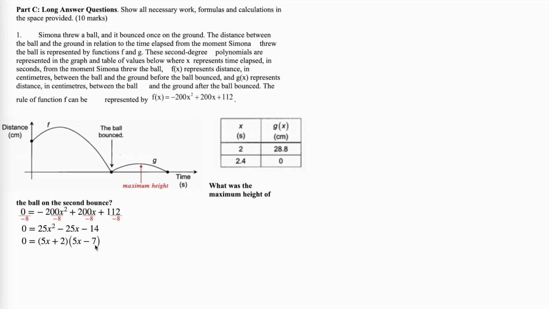plus 2 times 5x minus 7. Sum of the time, 5x plus 2 is equal to 0. Subtract 2 from both sides. That gives us negative 2 is equal to 5x. Divide both sides by 5. Negative 0.4 is equal to x1.